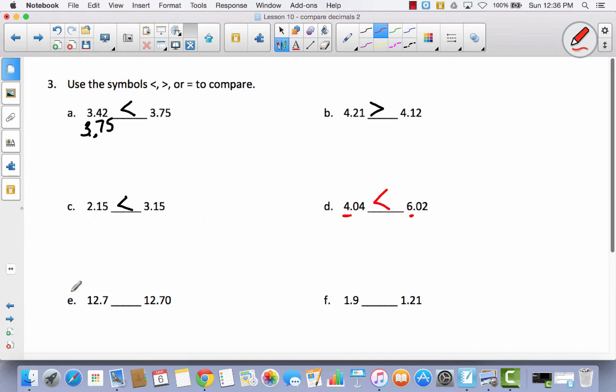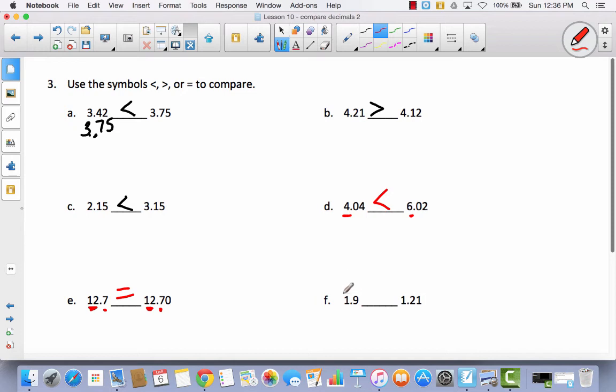And then let's look at E. So we have 12 in the ones place, or 1 in the tens place and 2 in the ones place, 1 in the tens place and 2 in the ones place, so they're the same. And then I have a 7 in the tenths place and a 7 in the tenths place. And this 0 has no value. So that means that these two decimals are equal.